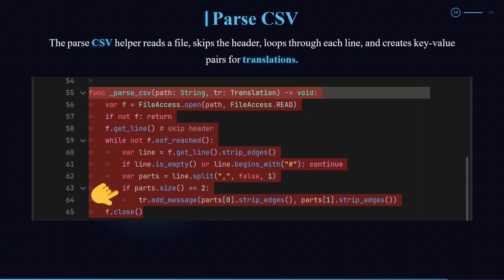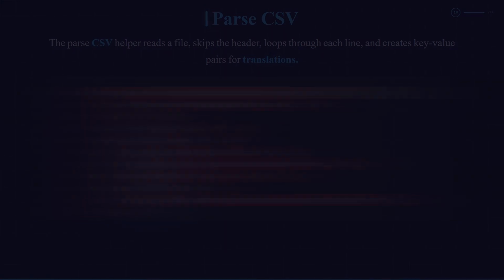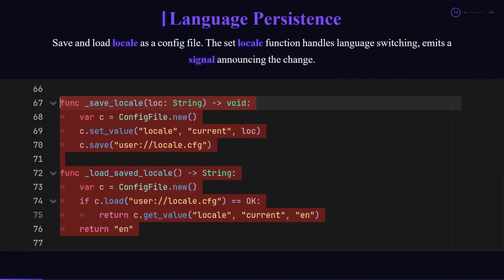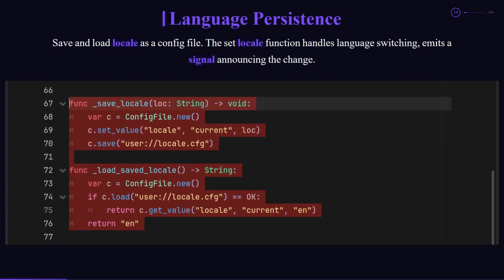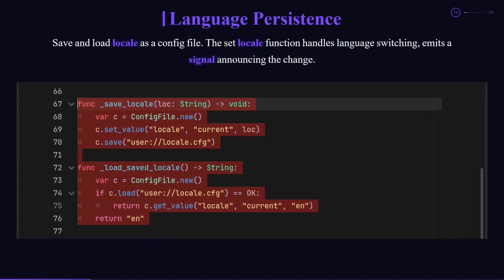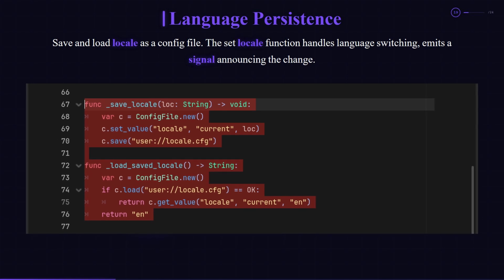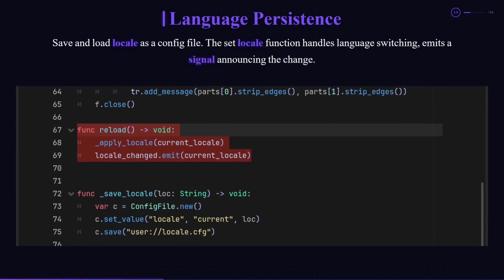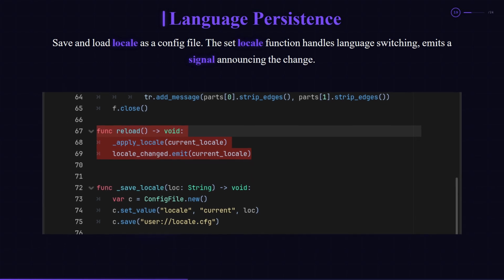Finally, it checks if the split resulted in exactly two parts. If it did, it uses the first part as the translation key and the second part as its value. These next two private functions manage language persistence. The save locale function saves a locale as a configuration file, while load locale loads that configuration file if it is found. I also added a reload function as a quick way to refresh the localization if needed.